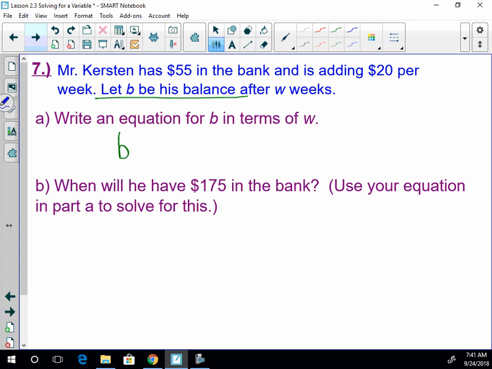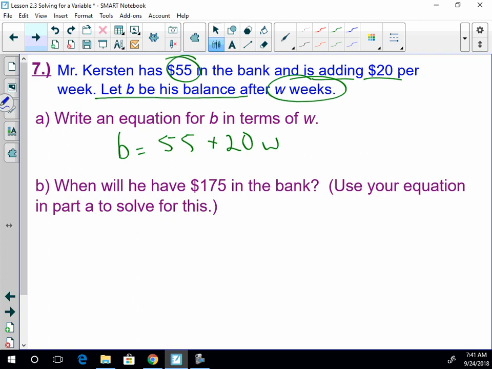So B is going to be equal to the balance in his bank account, and what's happening? He has $55 in the bank already. That's his starting point. And he's adding plus, and how often is he adding, and what is he adding? He's adding $20 to the bank, and he's adding it weekly. So that's our original equation.